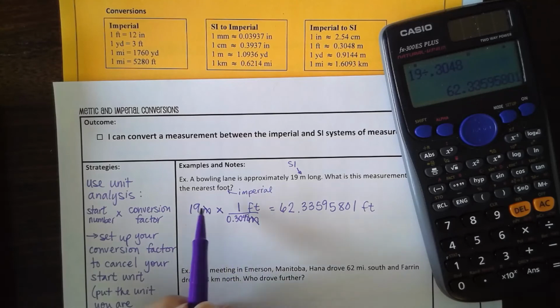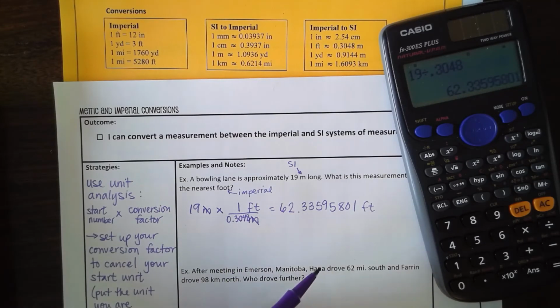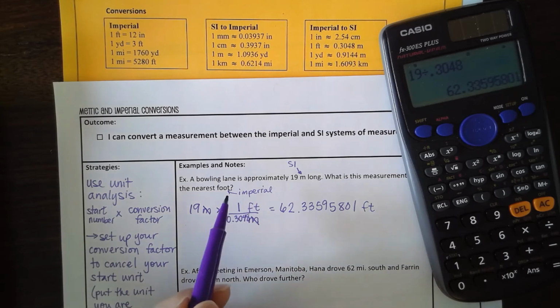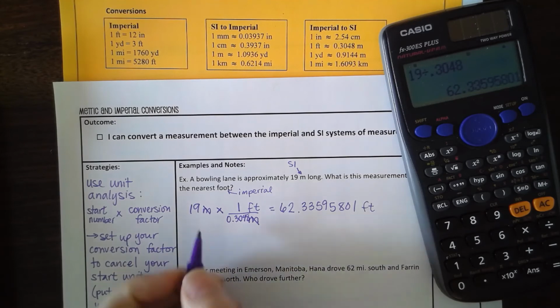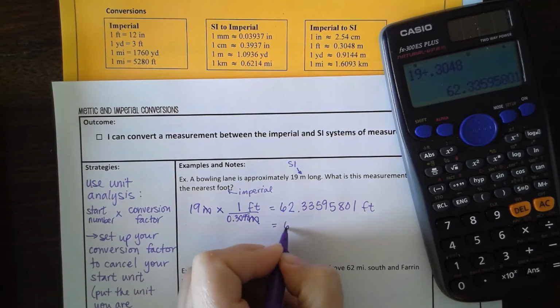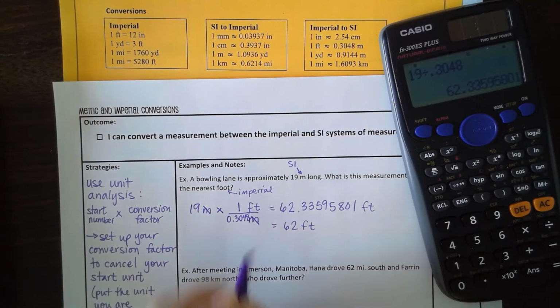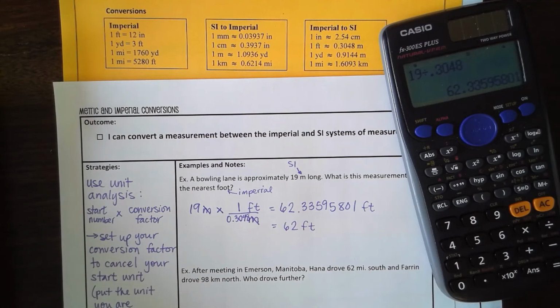Our meters cancel out. Well, we don't need that many decimal places, and the question is actually telling us to round our answer to the nearest foot. So this is actually closest to 62 feet. And what we want to do is make sure that answer makes sense.